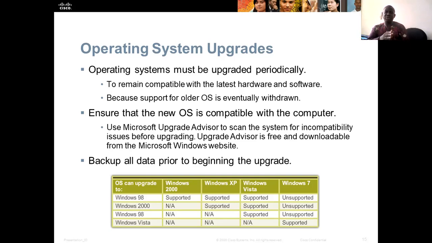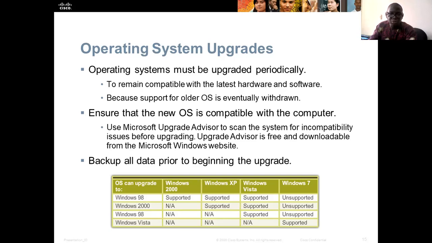So before you upgrade, you need to back up all data prior to beginning the upgrade. And this is very, very important. And these are the OS you can upgrade to. You want to upgrade Windows 98 to Windows 2000, which is supported. You want to upgrade Windows 98 to Windows XP, it's supported. You want to upgrade Windows 98 to Windows Vista, it's supported. But you cannot upgrade Windows 98 to Windows 7, it's not supported. That's what it's saying in this table.